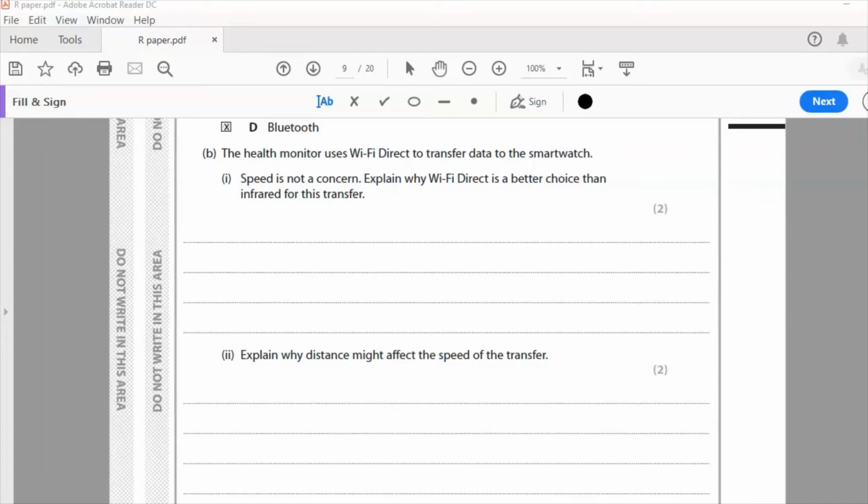So why is it a better choice than infrared? Simply because infrared needs line of sight. And if you're using a health monitor, you're exercising, you're moving about, you're not always going to get that. Think about when you're trying to change the channel on the television, your little brother or sister stood in the way, you can't do it because their head's in the way, for example. It needs that line of sight. So the answer is Wi-Fi Direct does not require line of sight, unlike infrared, which is not always possible when moving about when exercising.